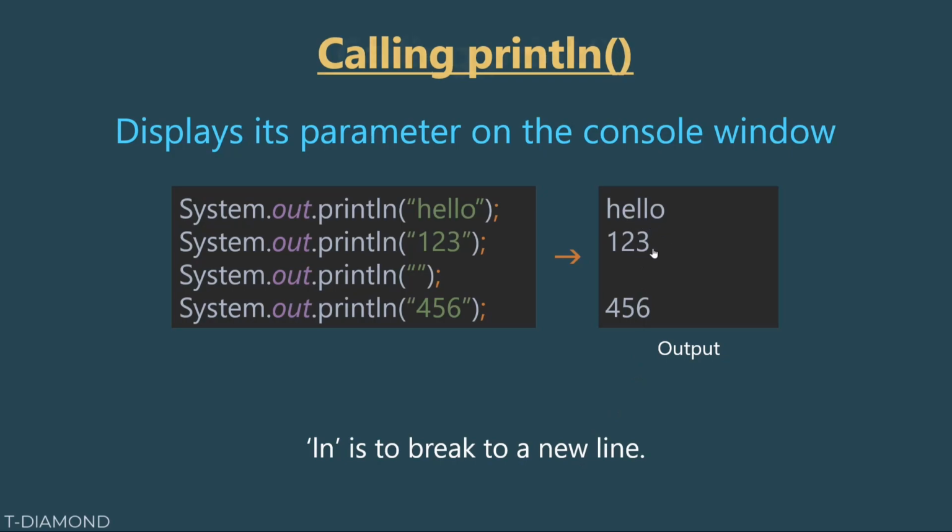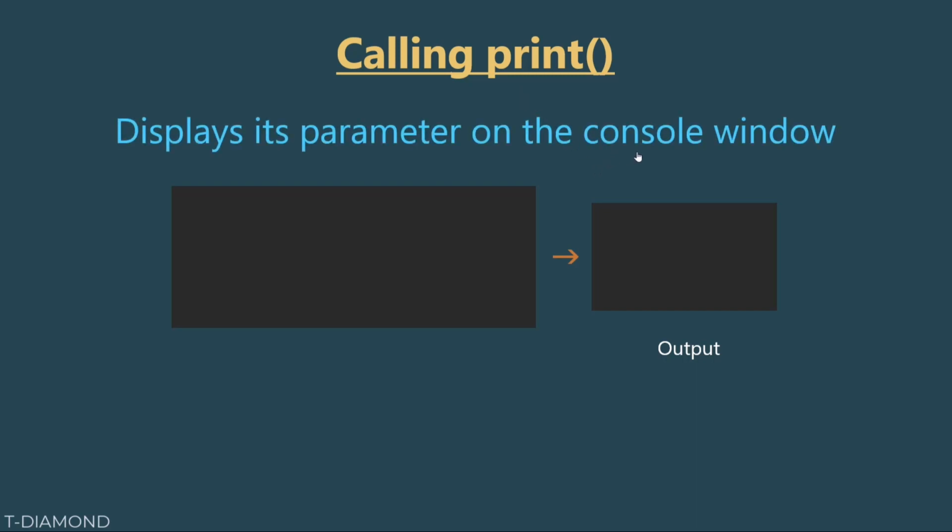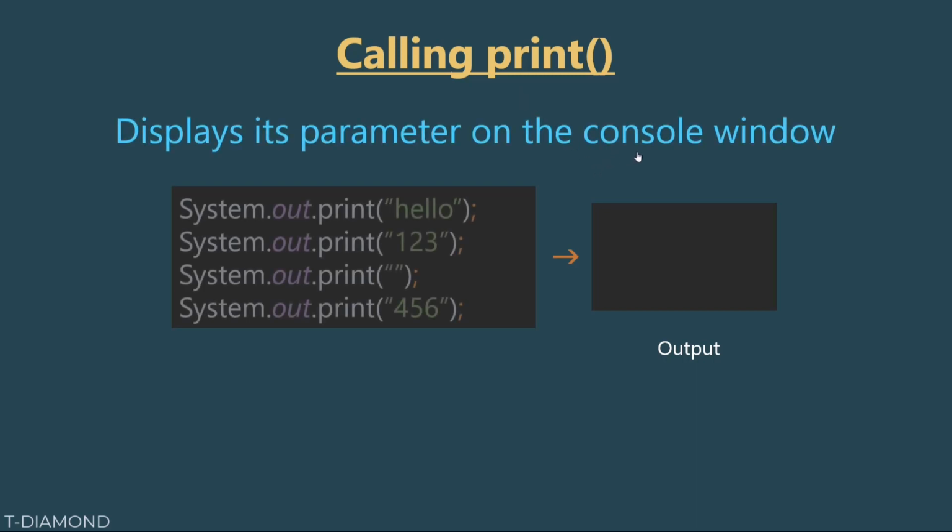Okay. Now let's have a look at the print method. It works the same as println, but it does not break to a new line. So it also displays the parameters on the console window. So suppose we have the same code as before, and now we are using the print method, not the println method. So all the output will be printed on the same line. We will not get to a new line.